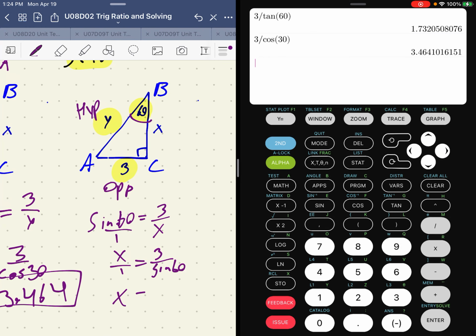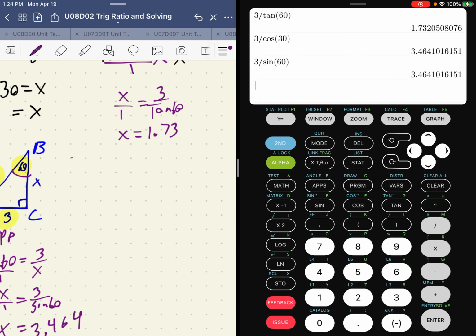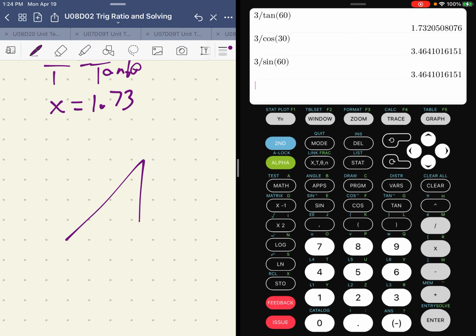So we get x is equal to, using our calculator, we should get the same answer we did a moment ago, 3 divided by sine of 60. We get 3.464 once again. And that's pretty much all we needed to discuss, although I will show you one more thing, actually.